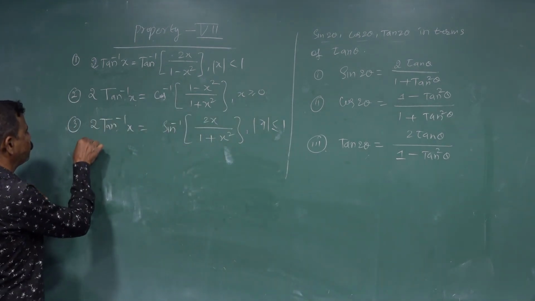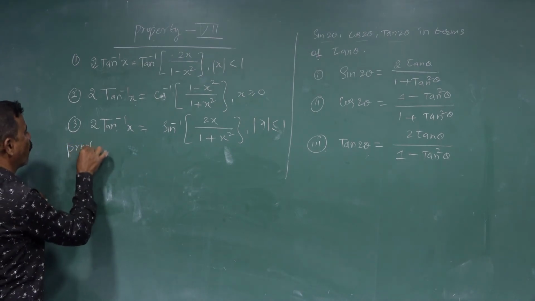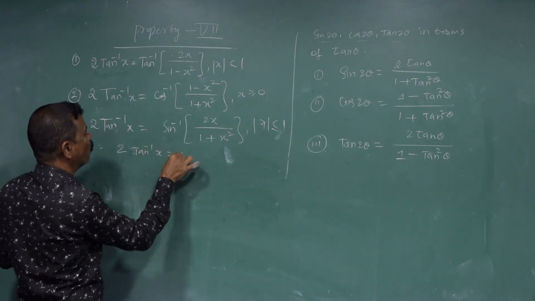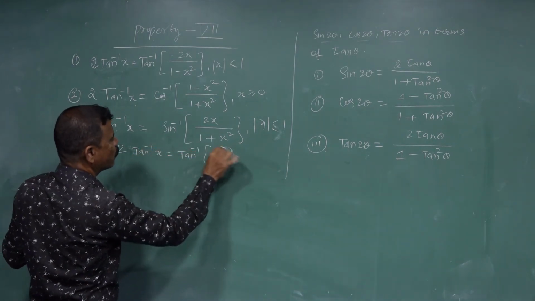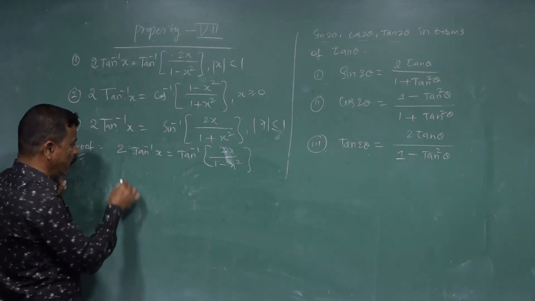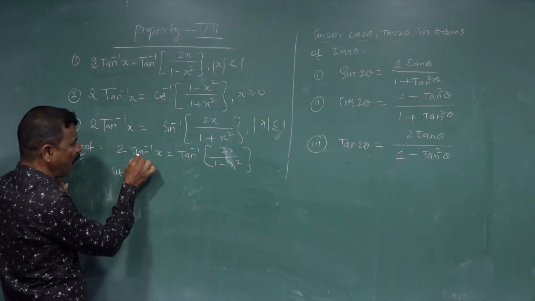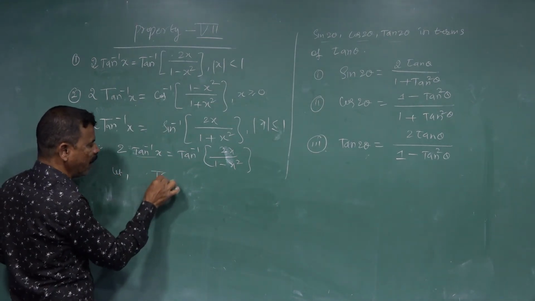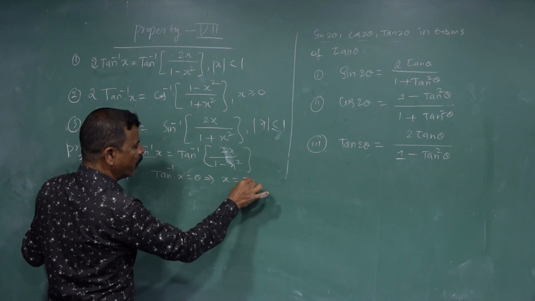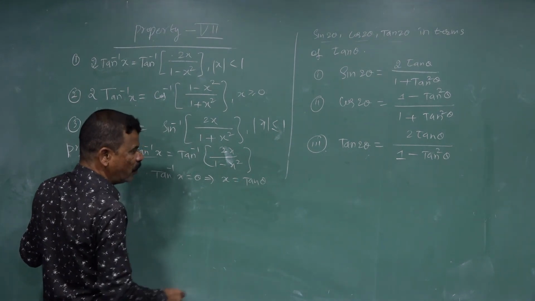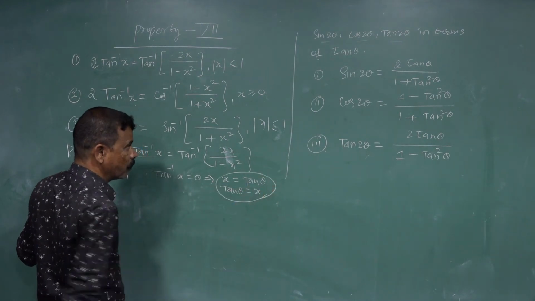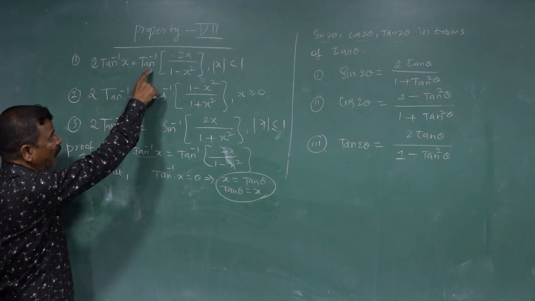So number 1, proof: 2 tan inverse x is equal to tan inverse of 2x by 1 minus x square. Is it correct or not? Here let tan inverse x is equal to theta. Then x is equal to tan theta, otherwise tan theta is equal to x. Okay, so he is asking in terms of tan inverse.